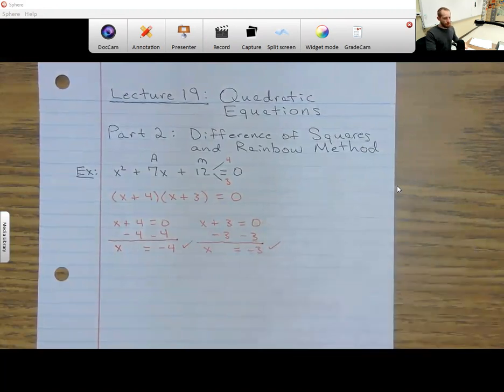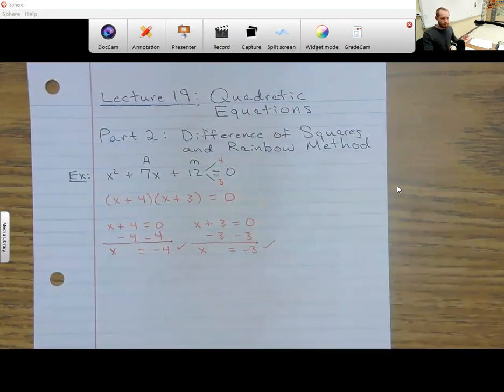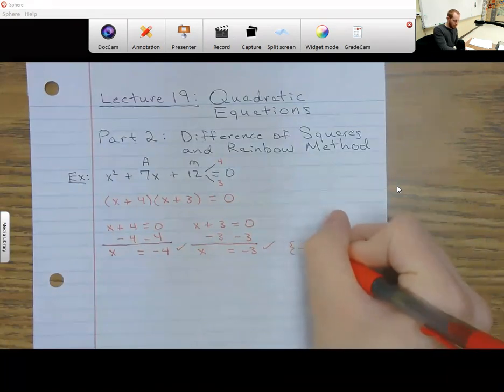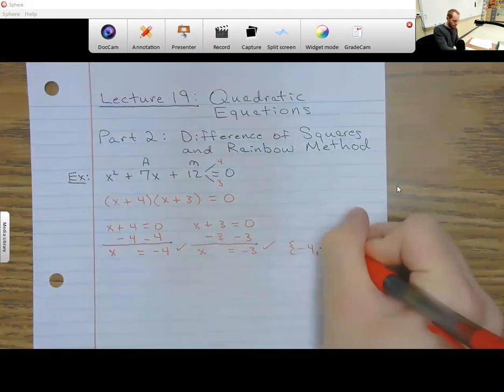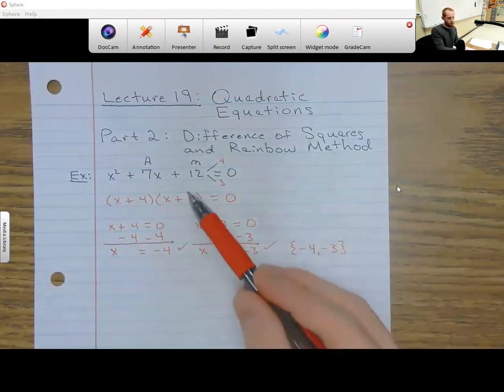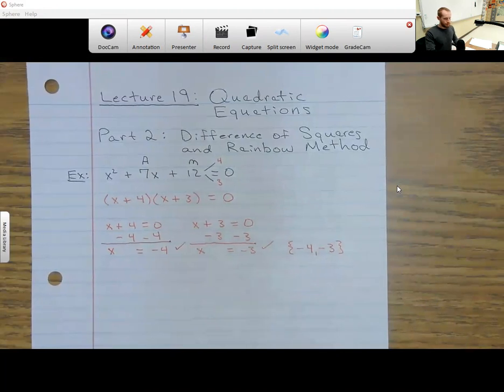So then, once I know what my two answers are, I'm going to put them in my solution set. And it's just going to be a set containing the numbers -4 and -3. So these two are the only two numbers that would solve this equation. It doesn't have any other solutions besides those.